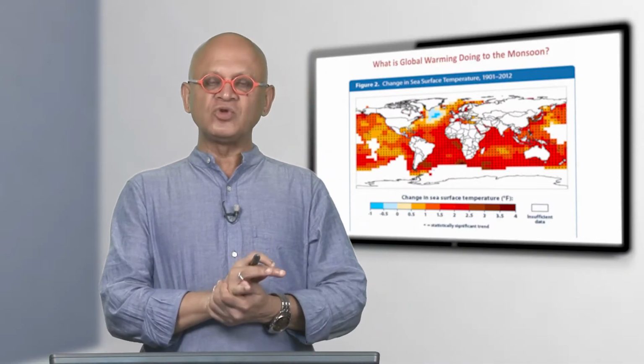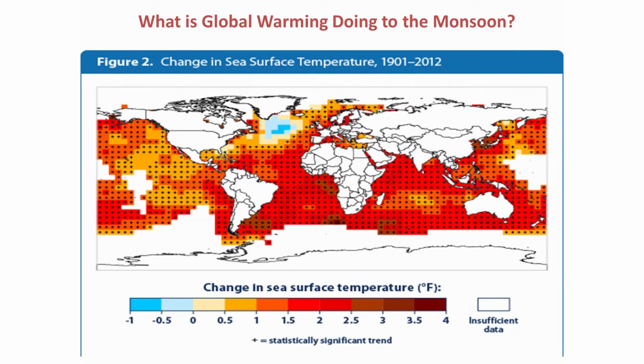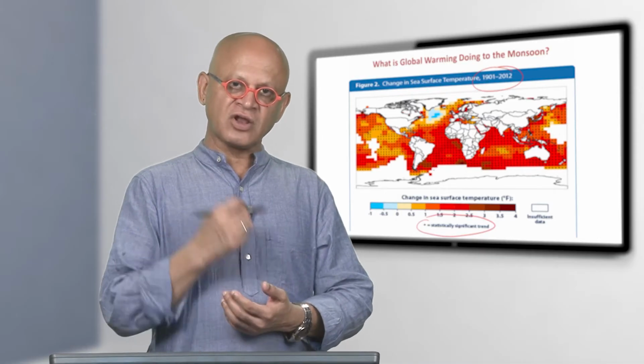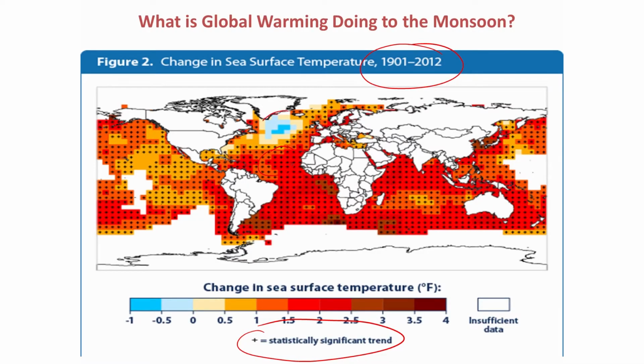So what is global warming doing to the monsoon? Just to go back a little bit, the warming over 1901 to 2012 we said looks like this, where there are statistically significant changes in temperature. So the plus signs mean that we are confident about the temperature change, and here is our favorite region again, deep water formation, where either the meridional overturning circulation changed or something else happened, maybe cooling because of the aerosols from coal burning and so on.